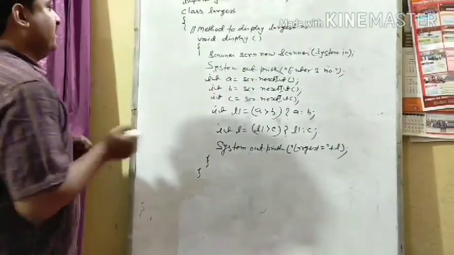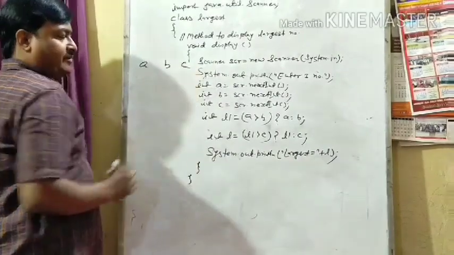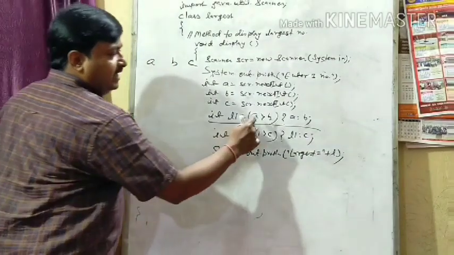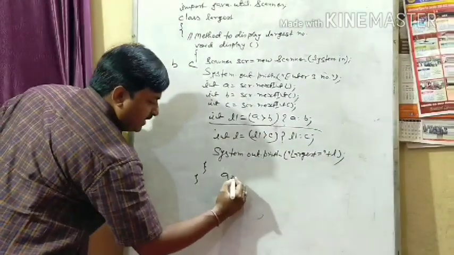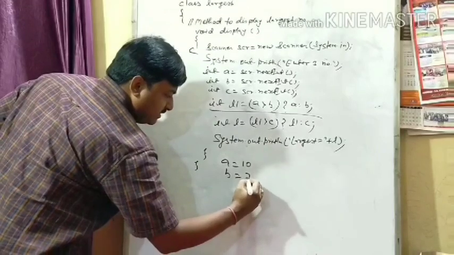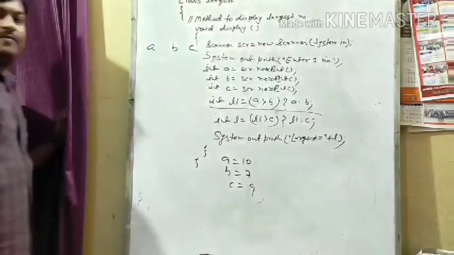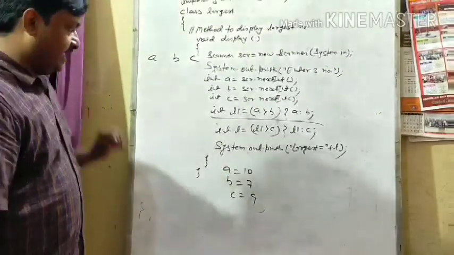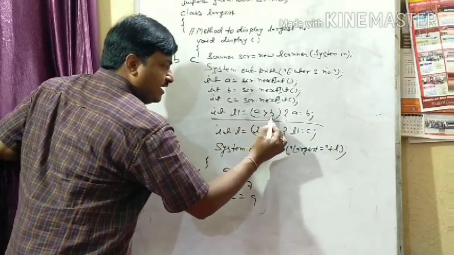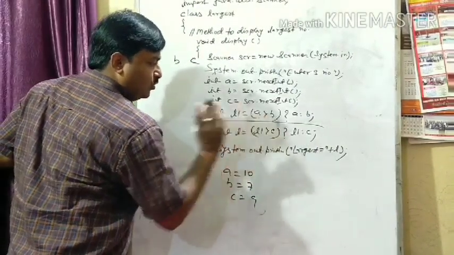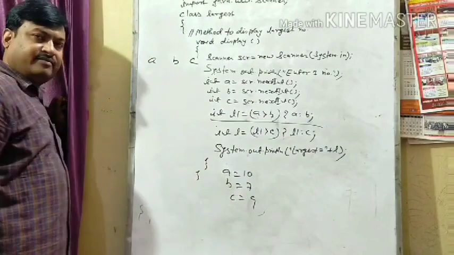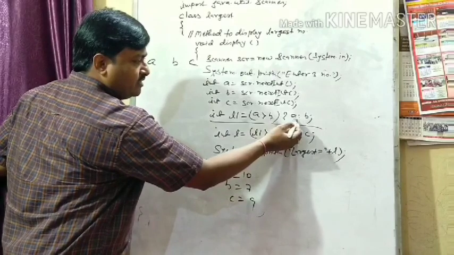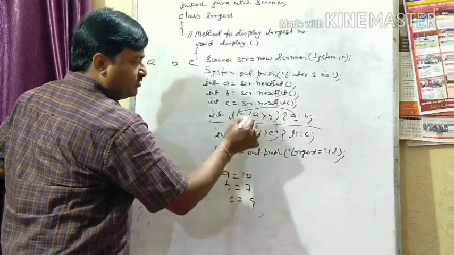See, we have three numbers A, B and C. In the first line of the ternary operator, we are comparing A greater than B. Suppose the value of A is 10, value of B is 7 and value of C is 9. In the first expression A greater than B, the condition is true because the value of A is greater than the value of B. When the condition evaluates to true, the first statement will be executed. Therefore, L1 will store A.